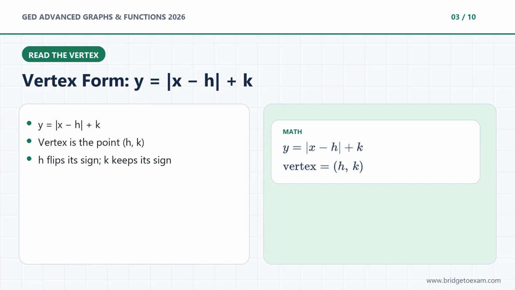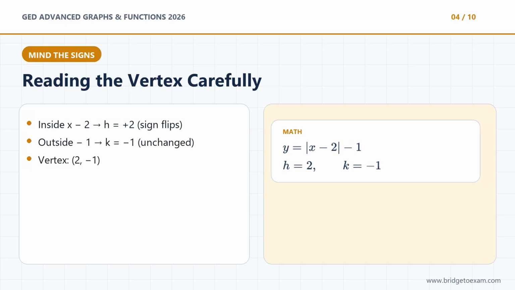Absolute value functions come in a friendly form. Y equals the absolute value of x minus h, plus k. The point h comma k is the vertex, the tip of the V. Here's the tricky part. The h is inside with a minus sign, so its sign flips. The k is outside, and its sign stays the same. Let's read a vertex carefully, because signs matter.